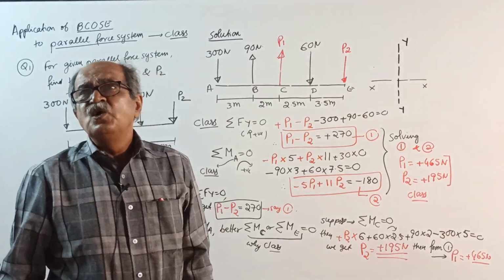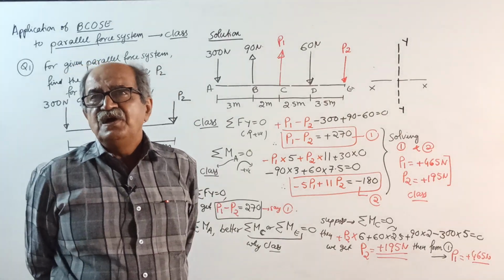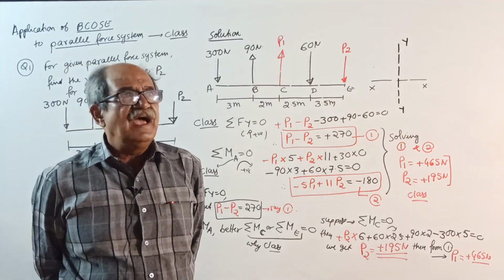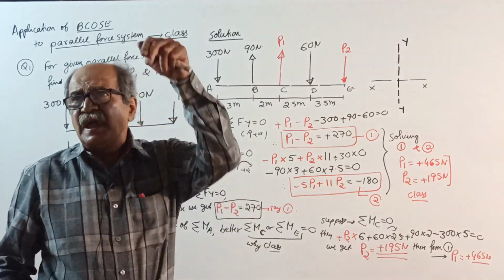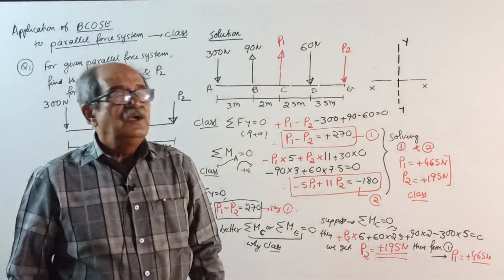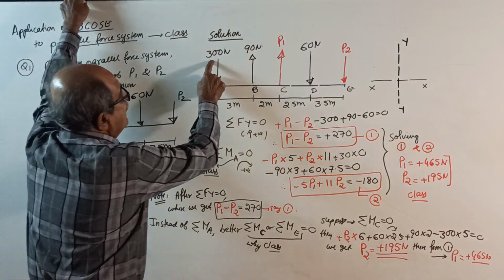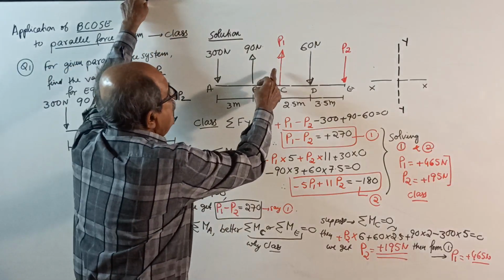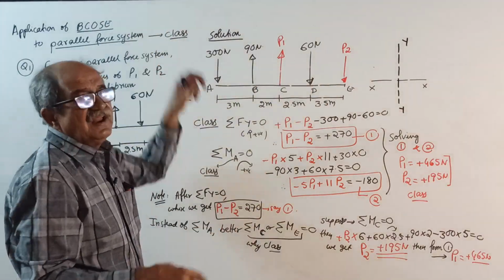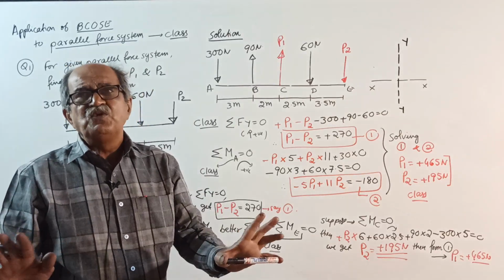Later, unknowns will not be given. You have to decide the unknowns. At that time, you have to consider action and reaction. Reactions are unknown. Action means the applied loads. So in the same question, 300, 90 and 60 you can call action, and P1 and P2 you can call reaction. But right now, in systematic approach, we don't bother about those things.